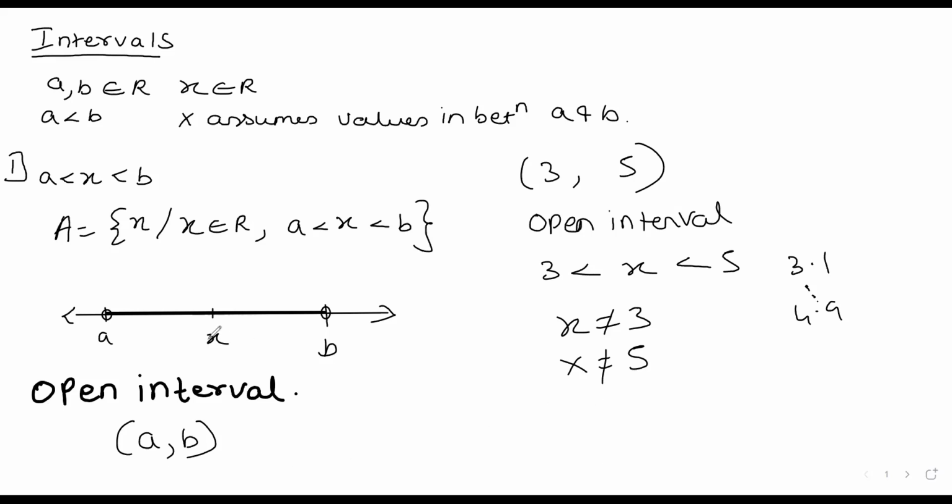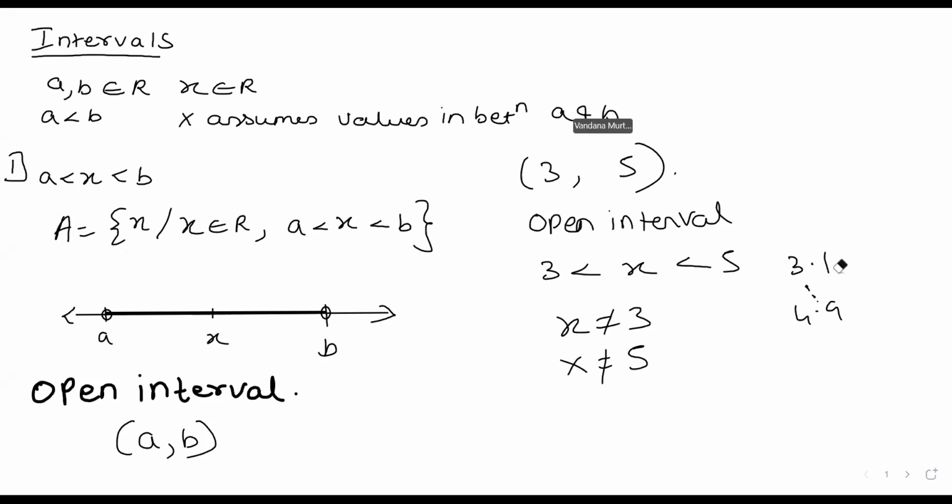This is the way you will draw the diagram. This is the set builder form, and this is the way of noting the open interval. Please write it down. Now this is all about open intervals, when x is in between a and b, but x is never a and x is never b. Okay, and this was the example of an open interval.